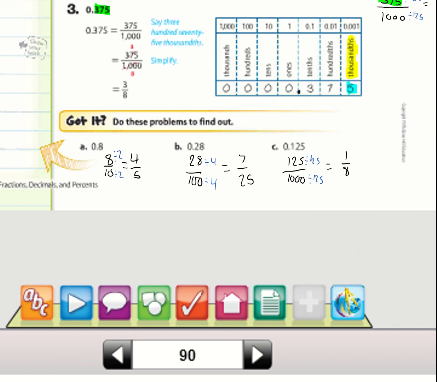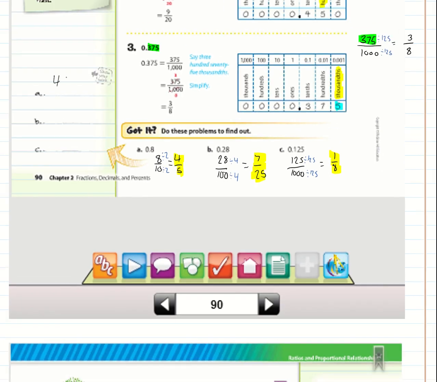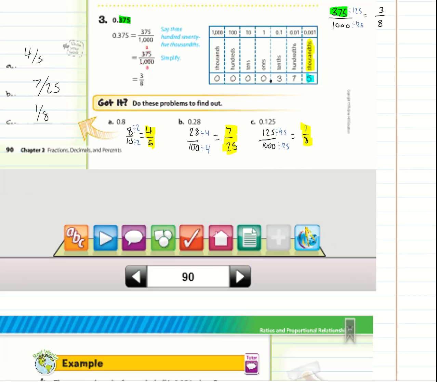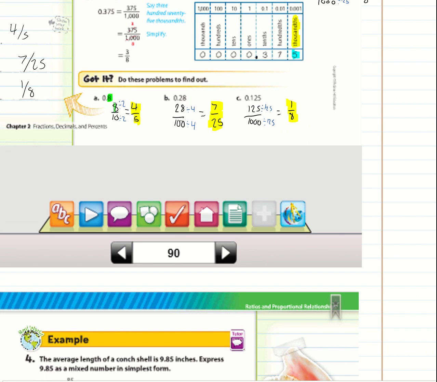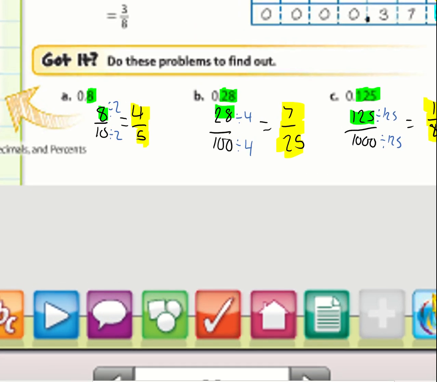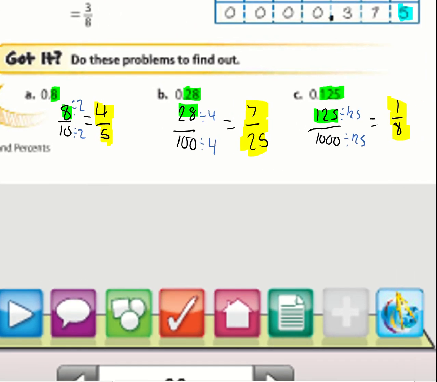So for A I got 4/5, B I got 7/25, and C I got 1/8. And how I got those is, of course, like I said previously, I already know my numerators. So here, 28, 125. It's my denominators. This is 8/10, so 10 is my denominator. 28 hundredths, so 100 is my denominator, and 125 thousandths, so 1,000 is my denominator. And then in the blue is how I reduced to get my final answers.